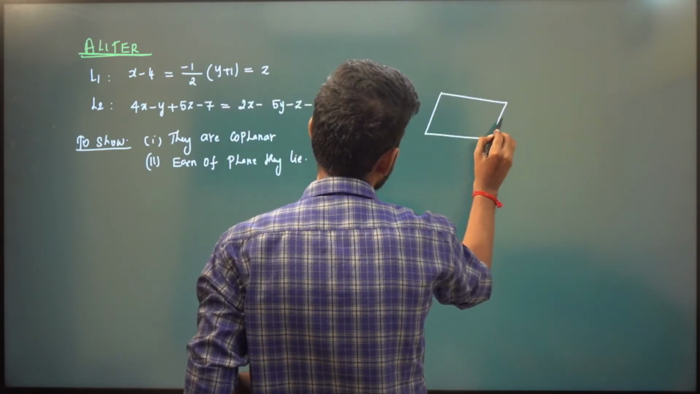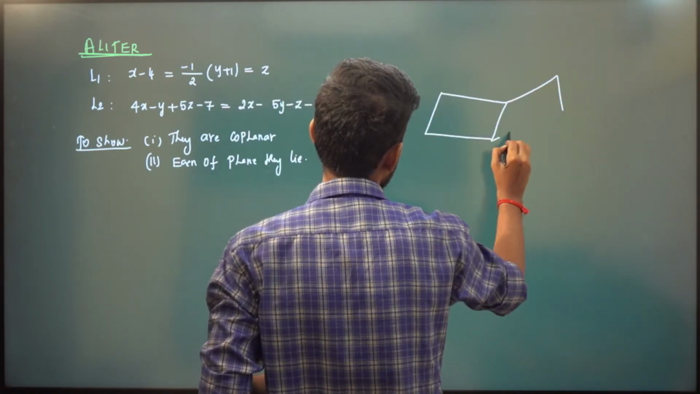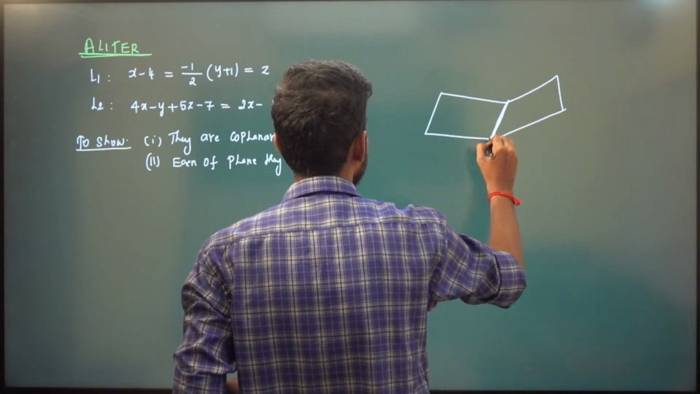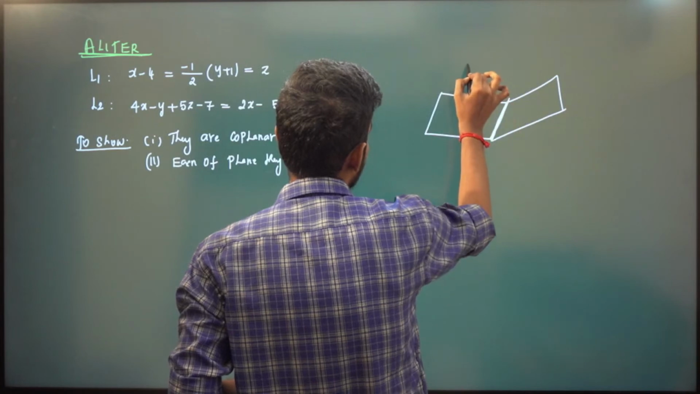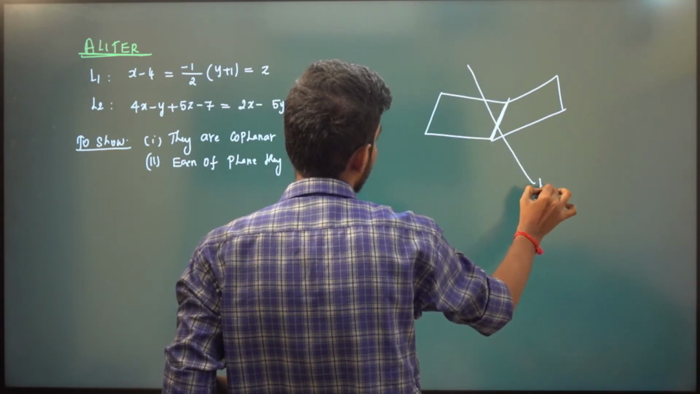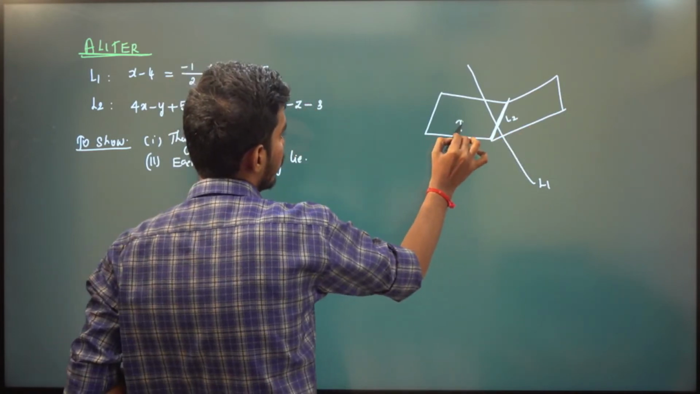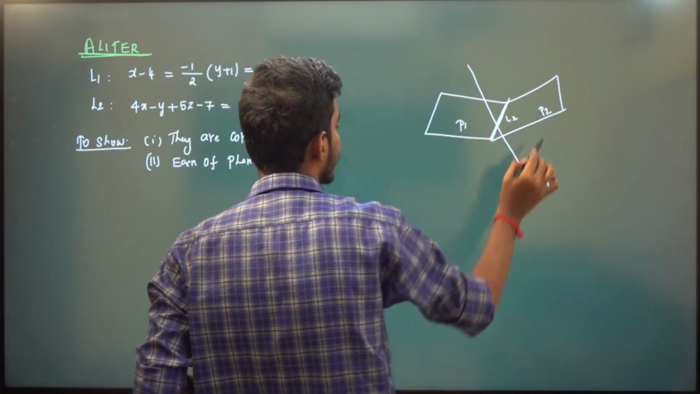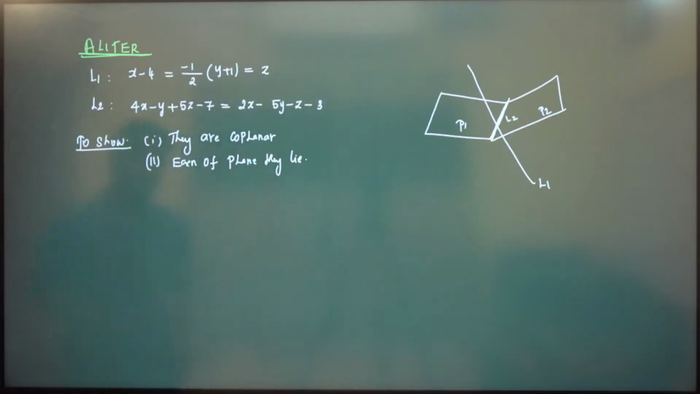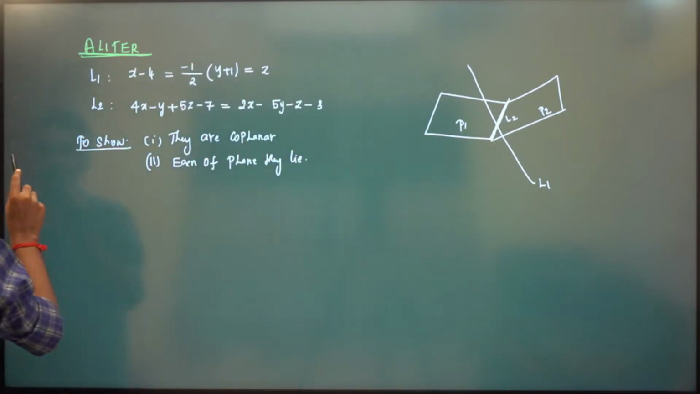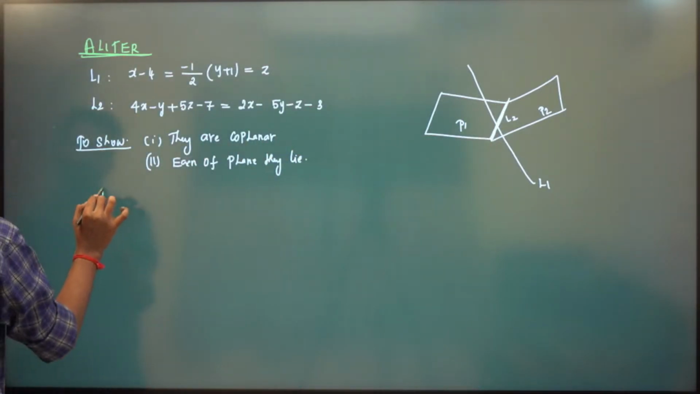So L2 is this line, and let us say L1 is this line, right? Let's say L1 is this line and L2 is this line. So we have P1 and we have P2. Now you can clearly see any plane through the second line, right? I'm going to write down the story, but it's very easy to follow.